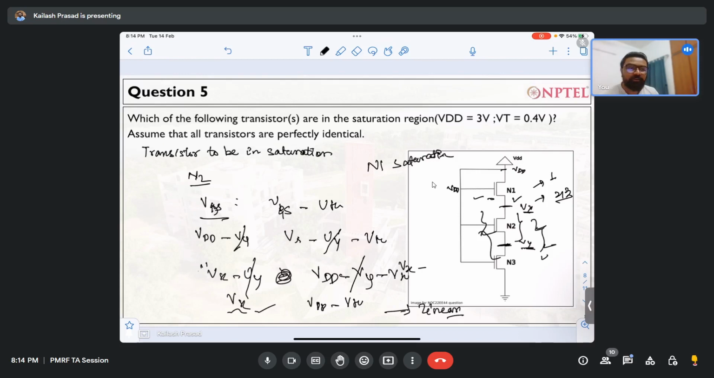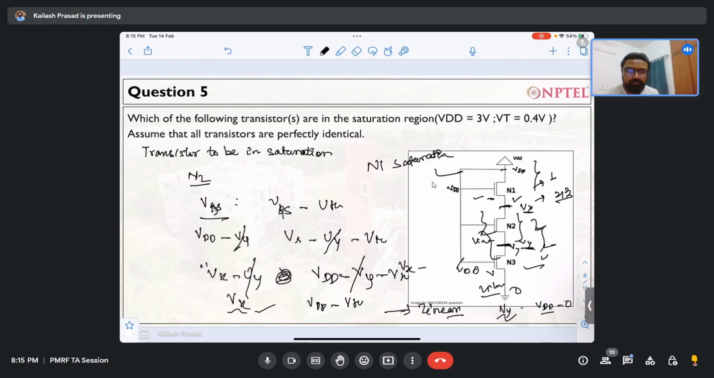The same will happen to N3 also. If you see, this is VDD and this is 0. This is your Vy, and that will be your VDS, which is VDD minus 0. Vy cannot be greater than VDD, because whenever the voltage comes here, there will be some drop over here and some drop over here. So this transistor will also be in the linear region. This one is in linear region, this transistor is also in linear region. The only transistor in the saturation region is the first one.